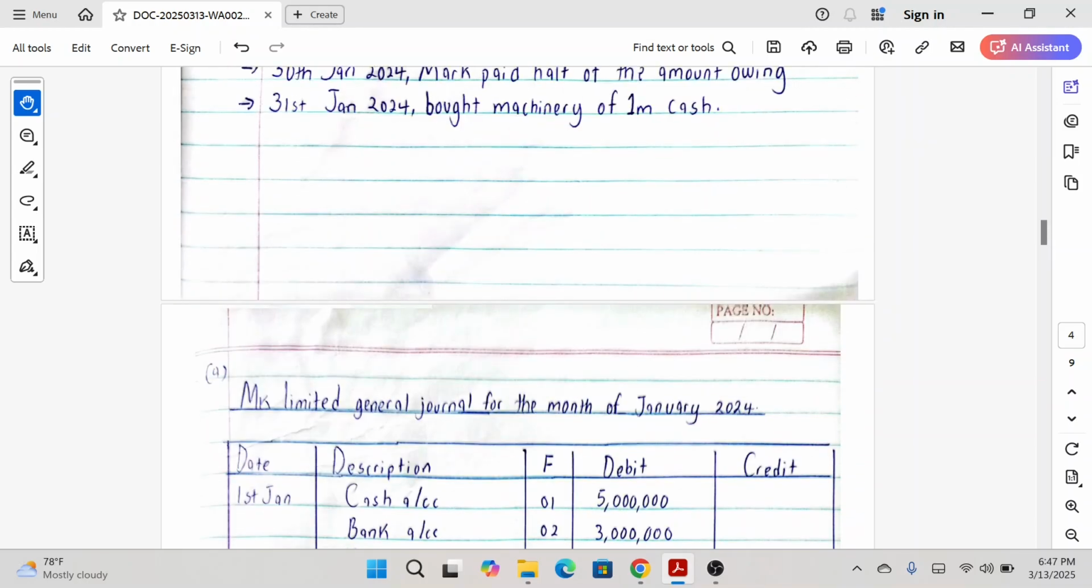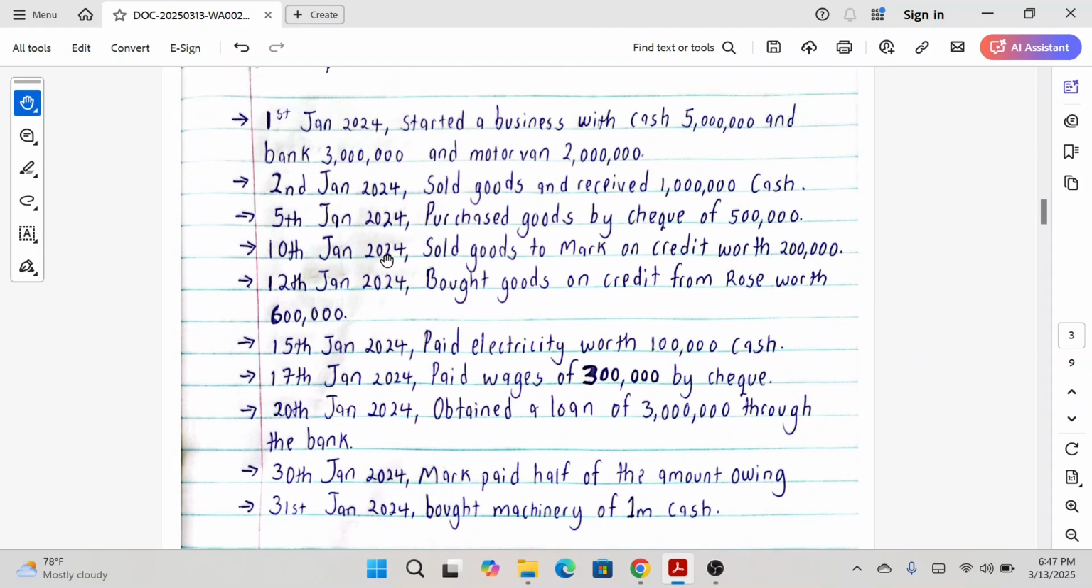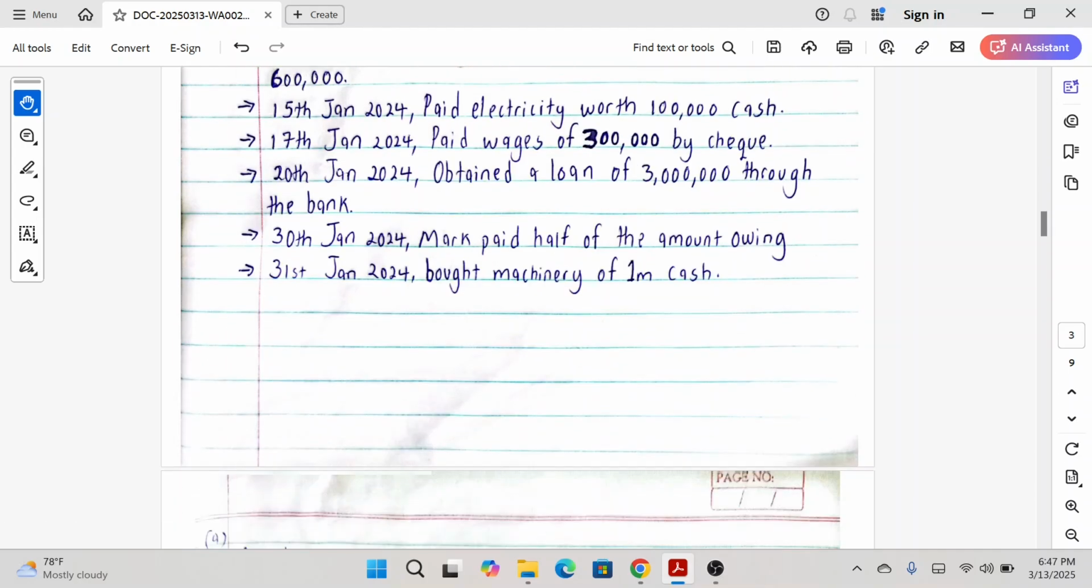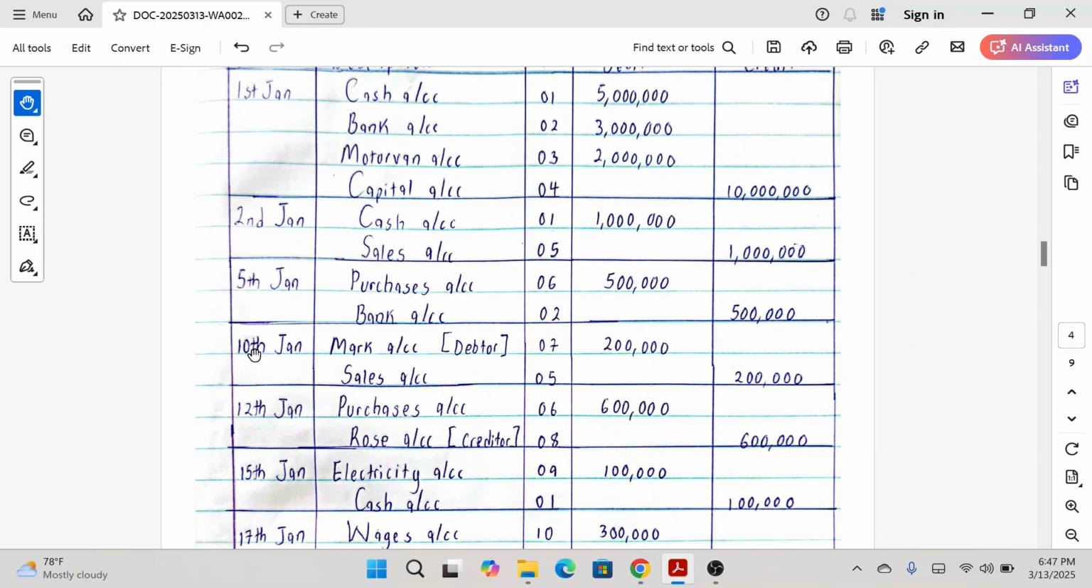Then we go to another statement, which is 10th Jan 2024, sold goods to Mark on credit worth 200,000. So with this, you're going to come and put your date, 10th Jan, sold goods to Mark. When he sells goods to Mark on credit, that means Mark will come in as a debtor, and you know that debtors are assets to the company. So since it's an asset, this will be increasing. The asset will be increasing by 200,000, and then sales, since they're having a normal credit balance, increase from the credit side. Sales are coming in, and it will be 200,000.